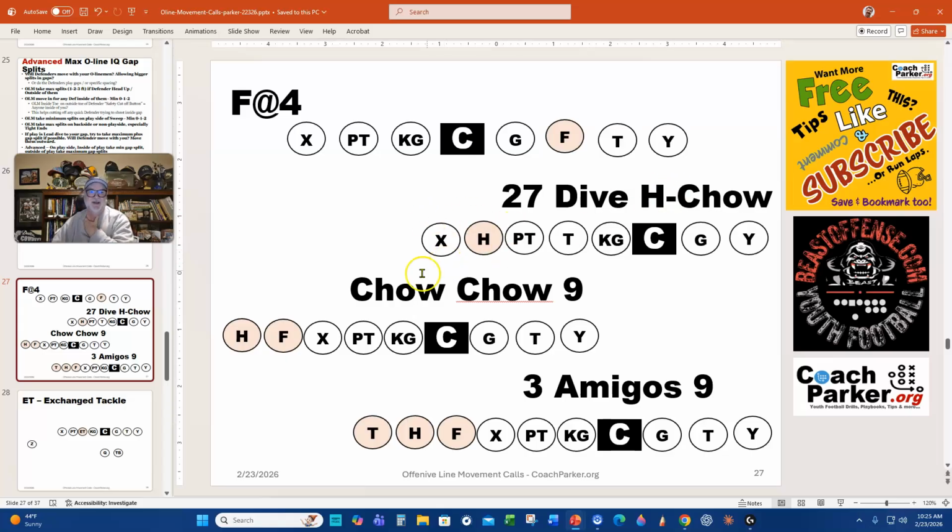So that's H there. Chow Chow means two of the blockers that's not the running back or quarterback, who are really the blocking backs, like H and F on this, go to 9, so they'll insert there. And they can insert anywhere. They can insert 3 or whatever. I just have it at 9 here. And there's 3 Amigos, so that gets your 3 blocking backs who are not carrying the ball. They'll go to 9. This looks kind of like a stupid sweep thing here.